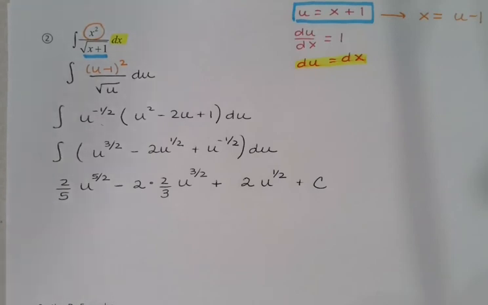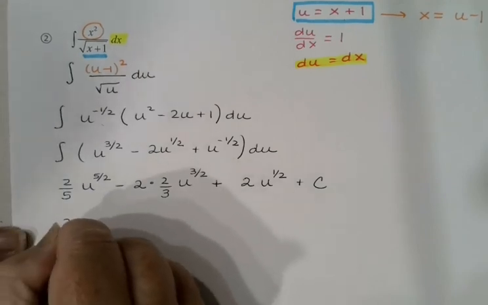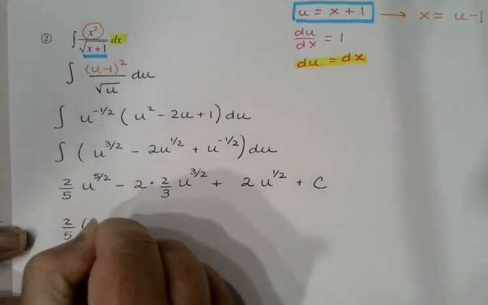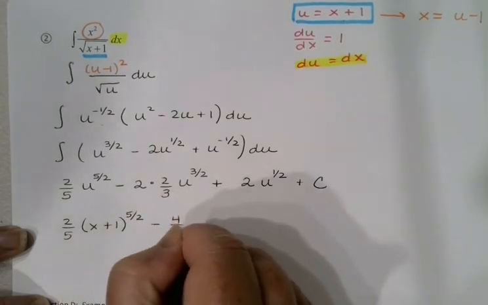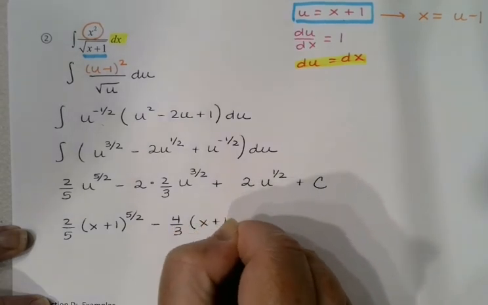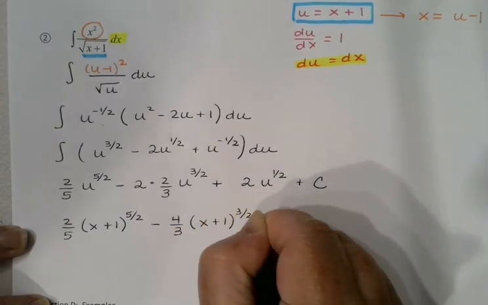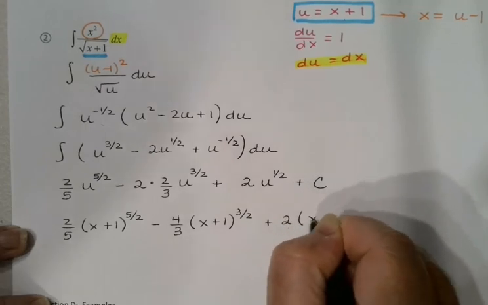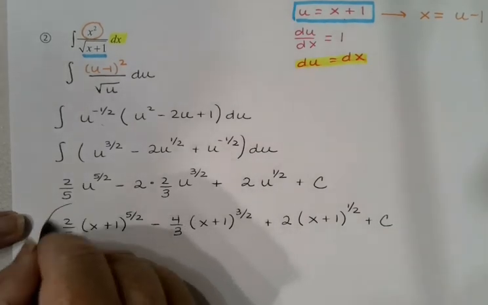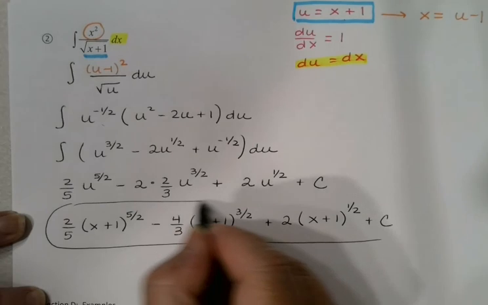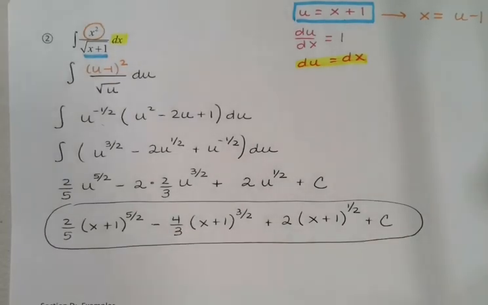All right, we basically have it. I'm going to simplify just a little bit, mostly just multiply those numbers. And as I do that, I'm going to put back in that u is actually x plus 1. So I have 2/5 times x plus 1 to the 5/2 minus 4/3 times x plus 1 to the 3/2 plus 2 times x plus 1 to the 1/2 plus c. And again, really typical of these problems, they often have some kind of long, drawn-out answers. But we got there.